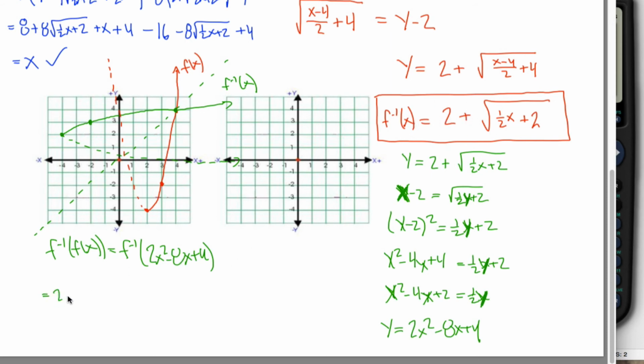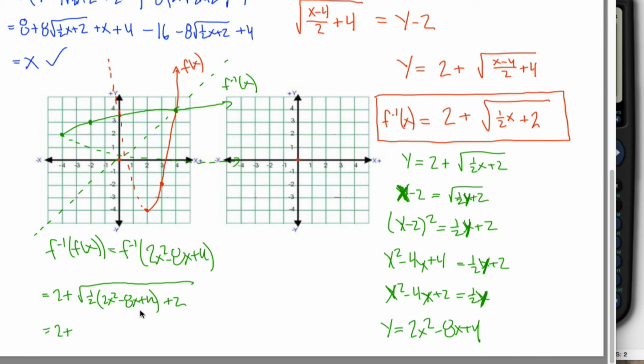So I would have 2 plus the square root of 1/2 times, and then instead of writing x, I'm going to write all this stuff. 2x squared minus 8x plus 4. Plus this 2. Some function composition practice here. Well, let's see how this works out.